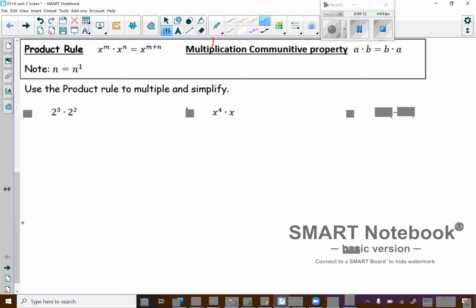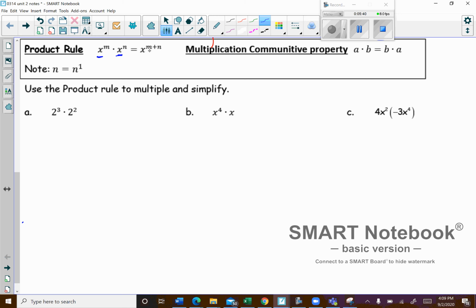The first rule we're going to look at is the product rule. The way the product rule works is if you have x to the power of m times x to the power of n, what I want you to notice is that the bases are the same. The bases have to be the same. Then what you can do is just add the exponents together. See, m and n got added together.